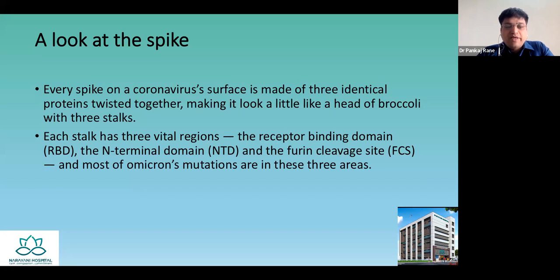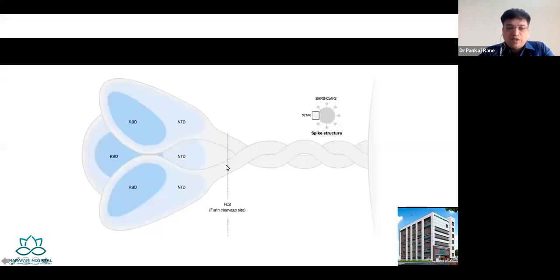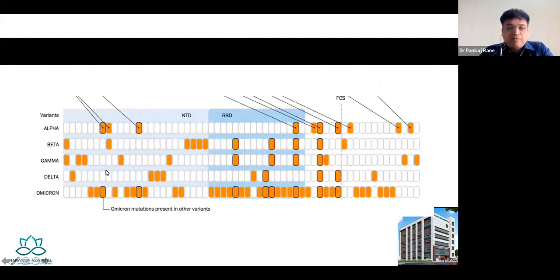Every spike on the coronavirus surface is made up of 3 identical proteins twisted together, making it look like a little head of broccoli with 3 stalks. Each stalk has 3 vital regions: the RBD, that is the receptor binding domain, the N-terminal domain, and the furin cleavage site. In this microscopic picture, this is the receptor binding domain, this is the NTD, and this is the fusion cleavage site. The maximum mutations in Omicron have occurred at the receptor binding site, and that's why it has become more transmissible.